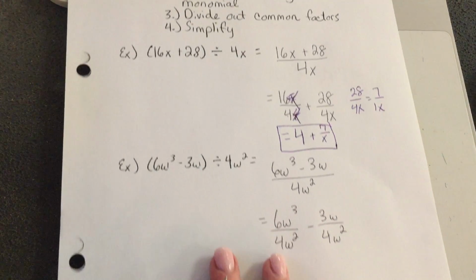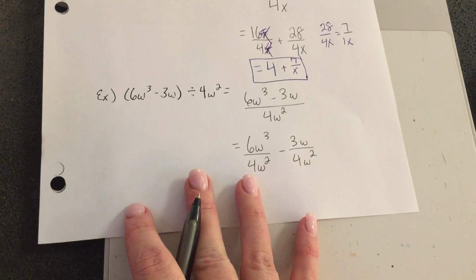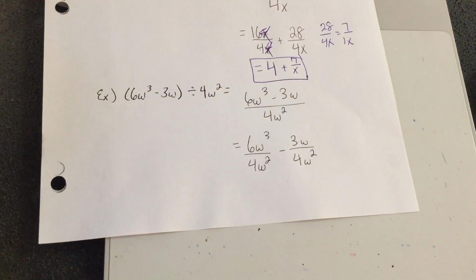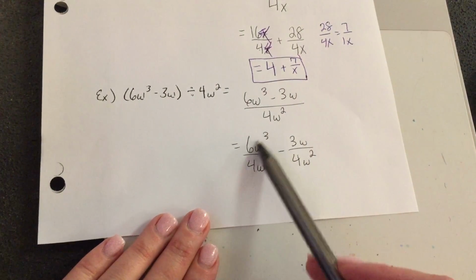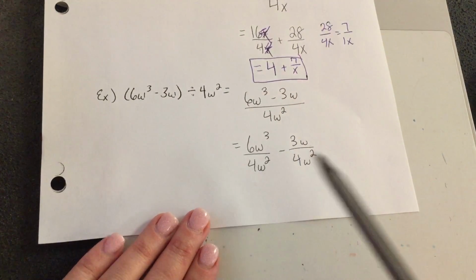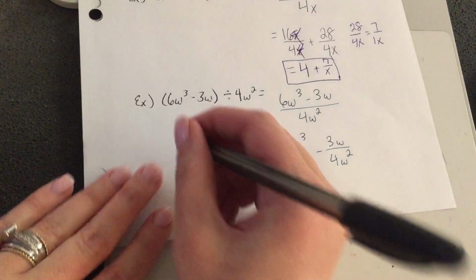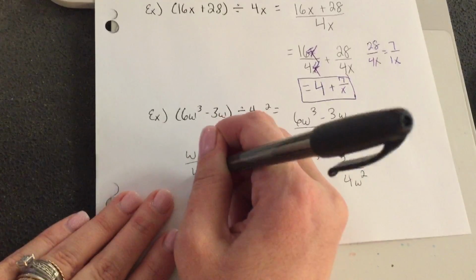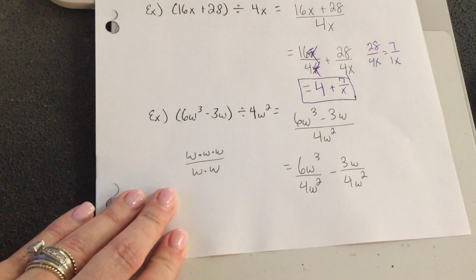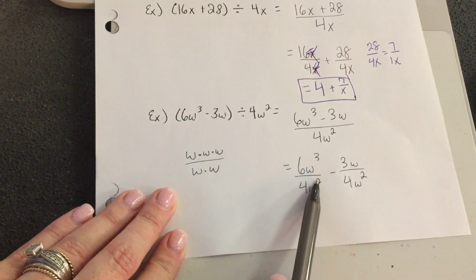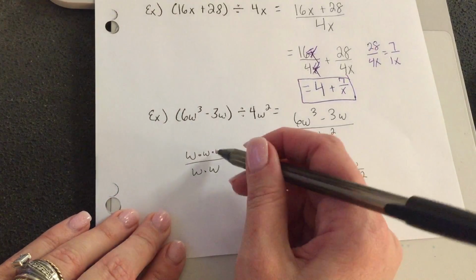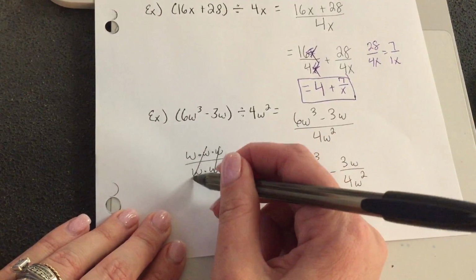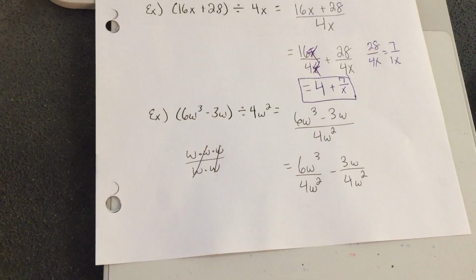Once again, people on the video can't see. What we want to do is pull out w's. I have 3 w's right here, and I have 2 w's down there. I'm going to come over here so I can show you: w times w times w, w times w. This is exactly what this means. I'm going to mark that off, and mark that off. That leaves me with 1 w up in the numerator.